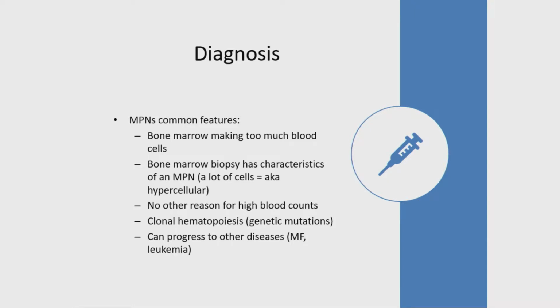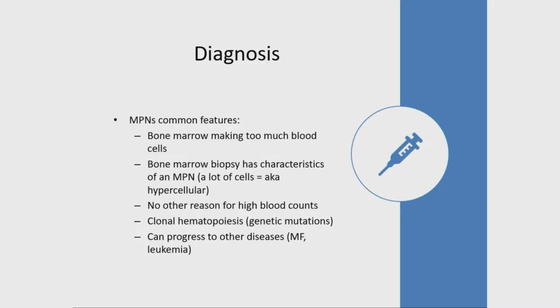So there are some common features in the MPNs that make them fall under the same category of diseases. As I said, the bone marrow itself is making too many cells. And the bone marrow biopsies can have some similar characteristics in their morphology, or how they appear under the microscope. In order to diagnose an MPN, we have to rule out other causes of high blood counts. It was mentioned before, just because a patient has high blood counts of some variety doesn't mean that they have an MPN. And the main thing that they really share is genetics, which I'll talk more about, and a risk of transformation to myelofibrosis and to leukemia.